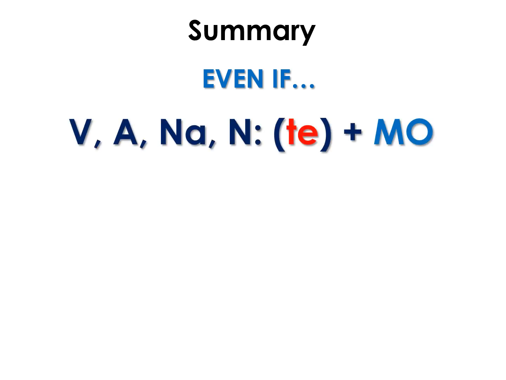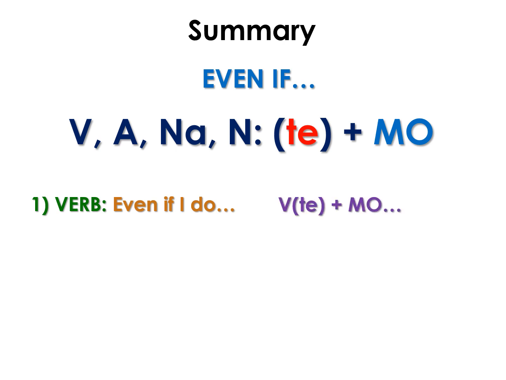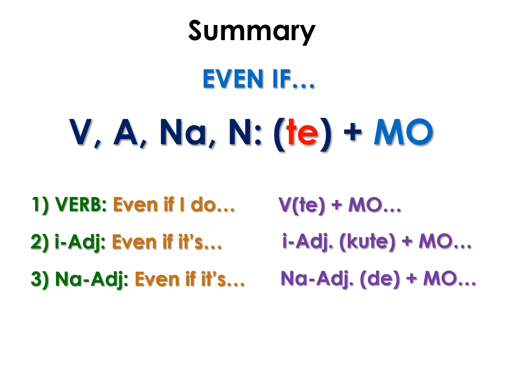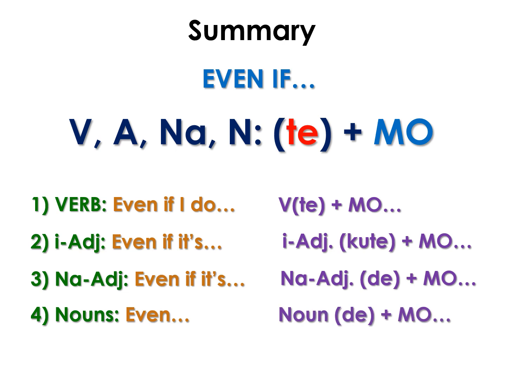To summarize, in this lesson, we learned how to say even if in Japanese. The general formula is to take the te form of the verb, i-adjective, na-adjective, or noun and add mo. In the case of a verb, this is even if I do, take the te form of the verb and add mo, temo. In the case of an i-adjective, that becomes kutemo. In the case of a na-adjective, that becomes na-adjective demo. And for a noun, that becomes noun demo. And that ends our lesson on even if.